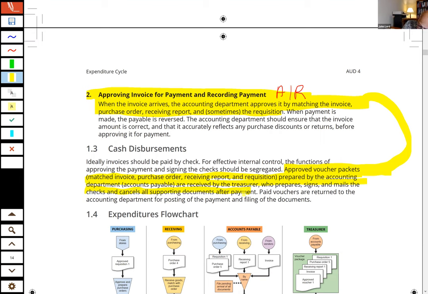And then when the payment is made, of course, the payable is going to be reversed.